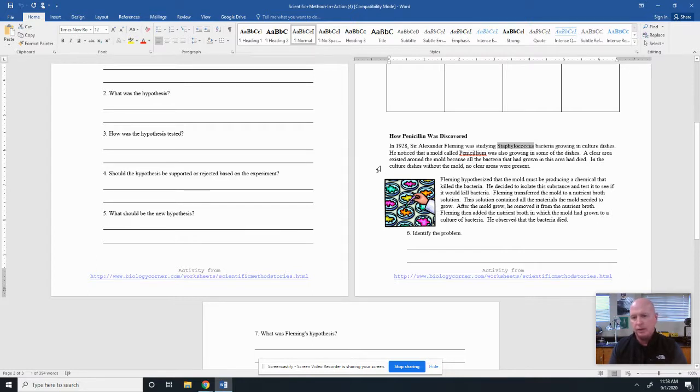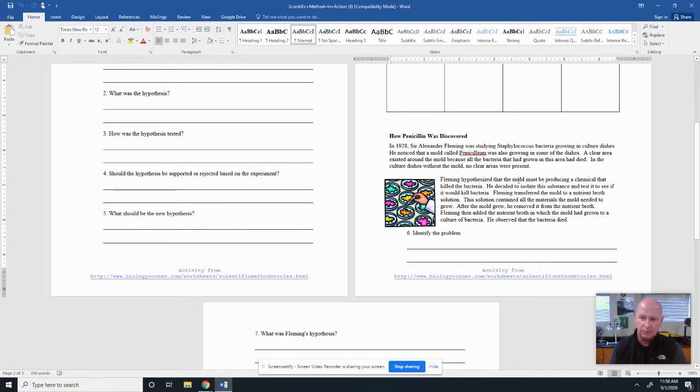In 1928, Sir Alexander Fleming was studying Staphylococcus bacteria growing in culture dishes. He noticed that a mold called penicillin was also growing in some of the dishes. He didn't know what it was called, actually. He just saw a mold. A clear area existed around the mold because all the bacteria that had grown in this area had died. In the culture dishes without the mold, no clear areas were present.